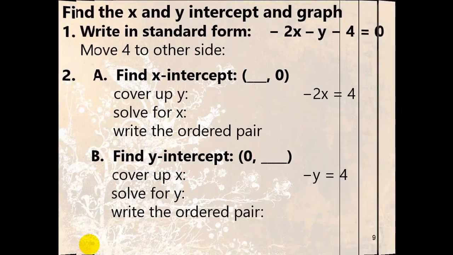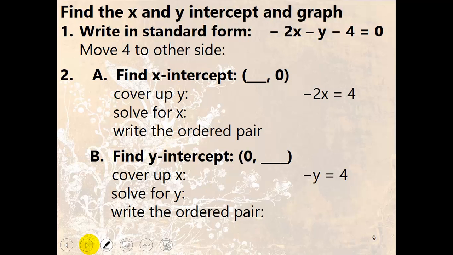So let's do some real quick. Write in standard form. Don't worry so much about getting a positive because that'll come out in the wash, but you got to get the constant on the other side. So negative 2x minus y equals positive 4, okay?